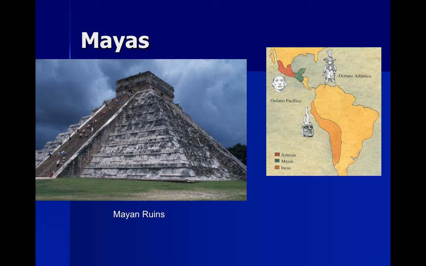The third group we'll talk about here are the Mayas. The Mayan ruins are located in Central America. Amazing architecture here. You could see people walking up and down those steps. You can't do that today, as you shouldn't be able to. One, it's dangerous, and two, it wears away at these ruins that were built hundreds and hundreds of years ago, and they're still standing today.